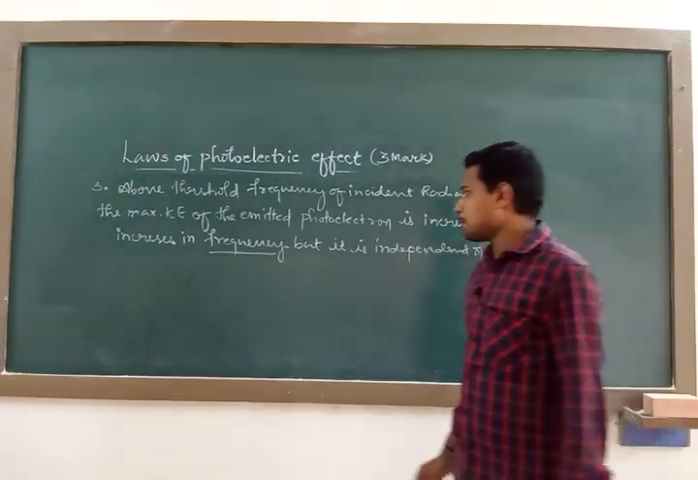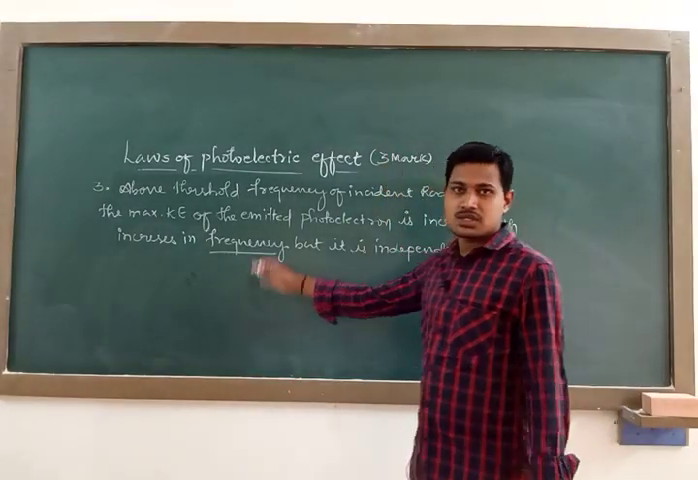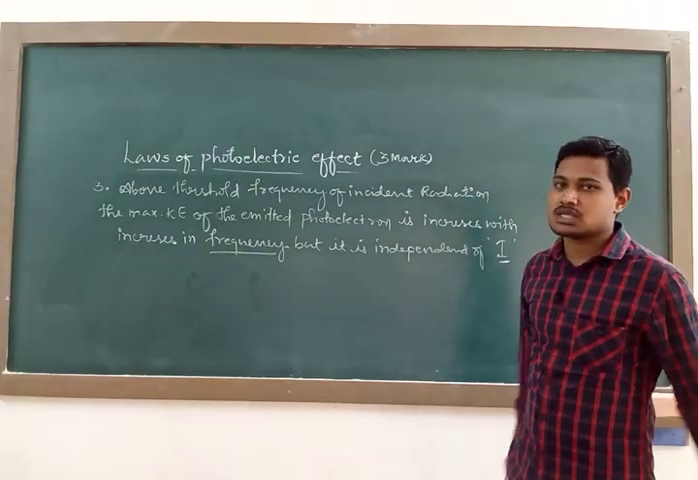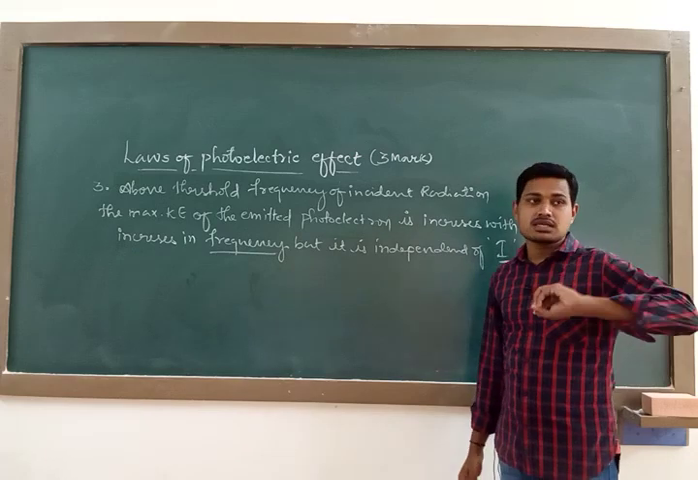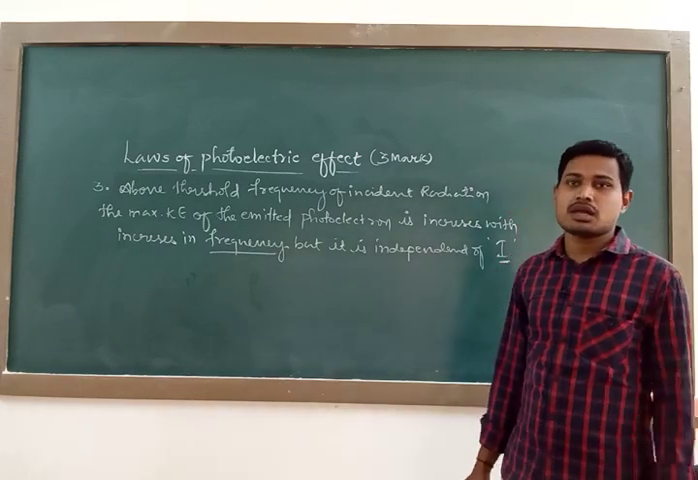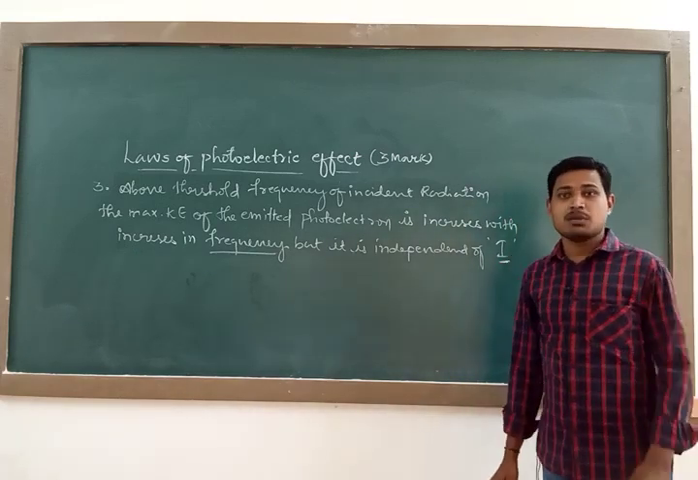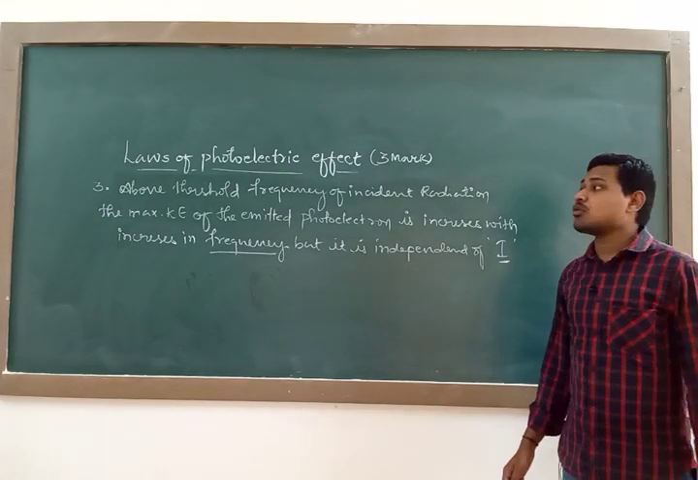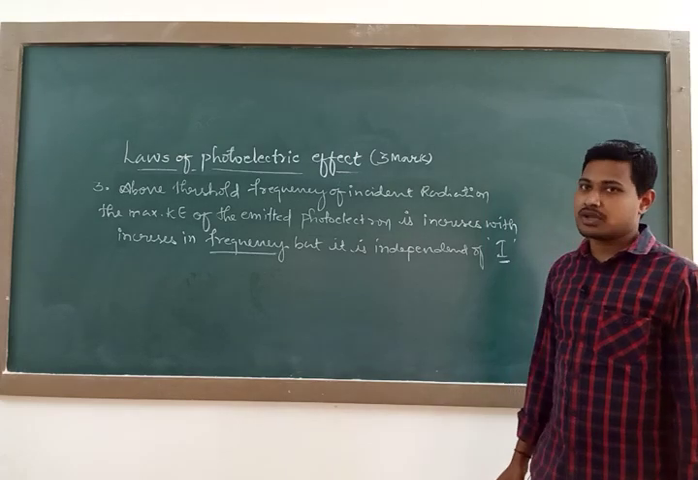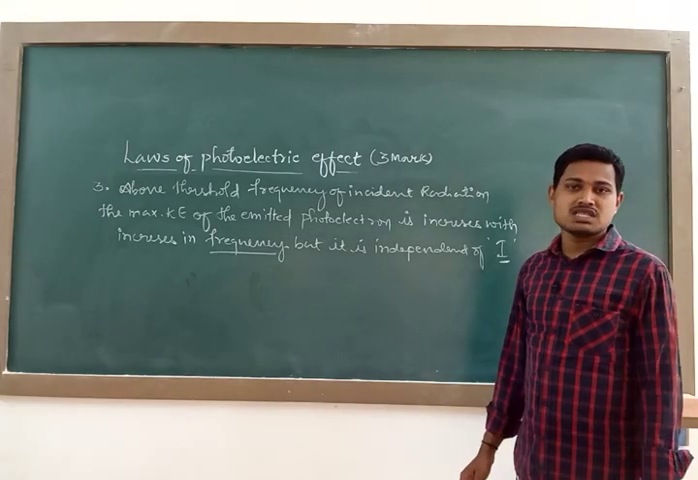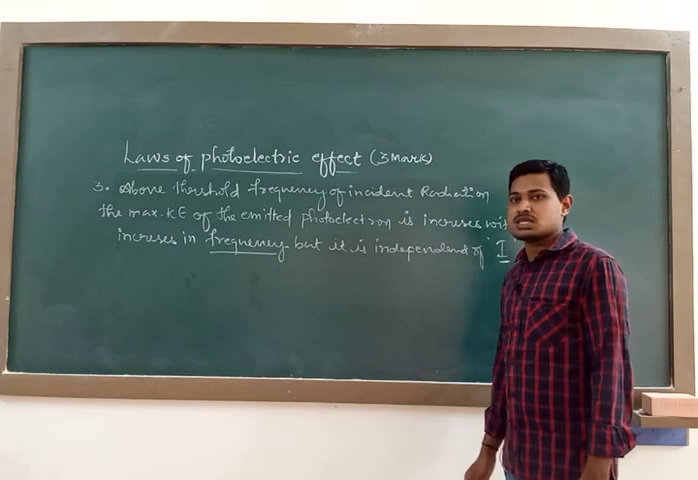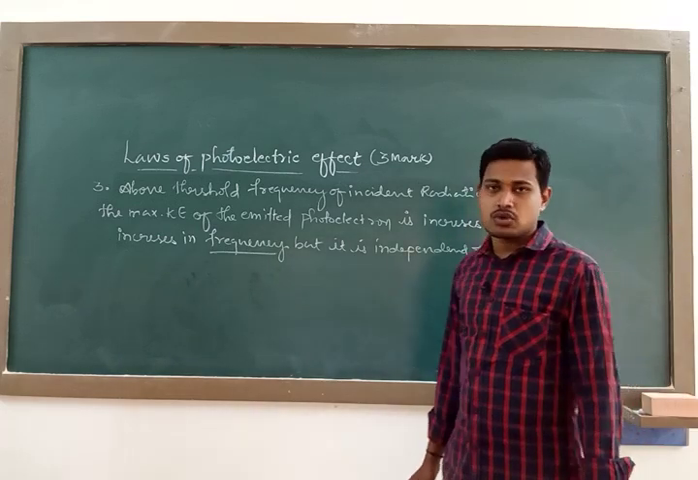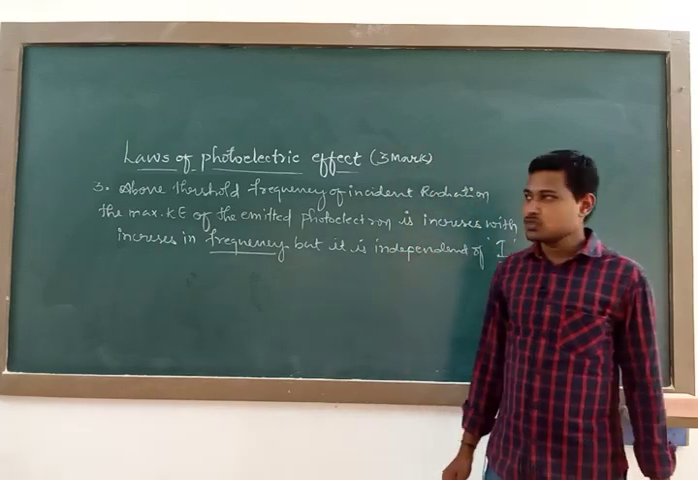See, fourth one. So what does this third law mean? Generally, suppose I incident a radiation above the threshold frequency, then what happens? With maximum kinetic energy the electron will eject, but the kinetic energy will be maximum when you cross the frequency above the threshold frequency. What is threshold frequency? It is the minimum frequency of the incident radiation for which the photoelectric effect takes place. Okay, is it clear?